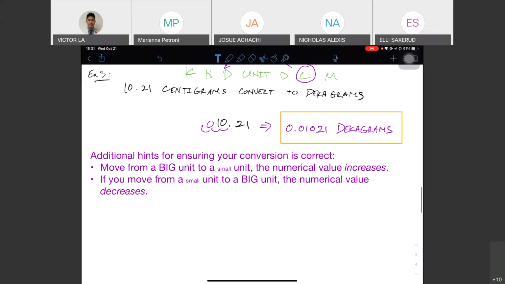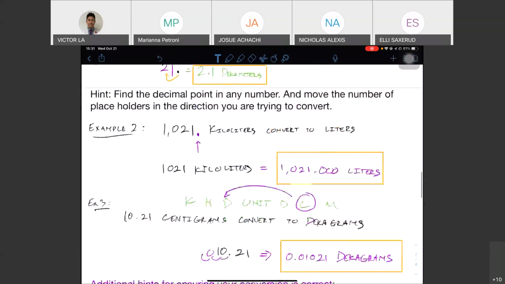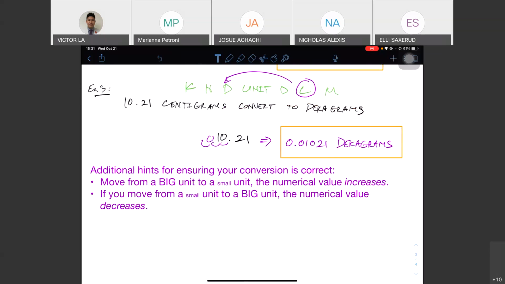And you can see that here too. See how we went from centigrams converted to decagrams. We went from centi, actually you can see right here in green, far right side. I mean, not the absolute far, but far enough. And then it went to a bigger unit of measure, which is the deca. I didn't change the value. The value is still equivalent. It's just that it looks different because we're having a different unit of measure now. And you can see right there that it went from 10.21 to 0.01021.